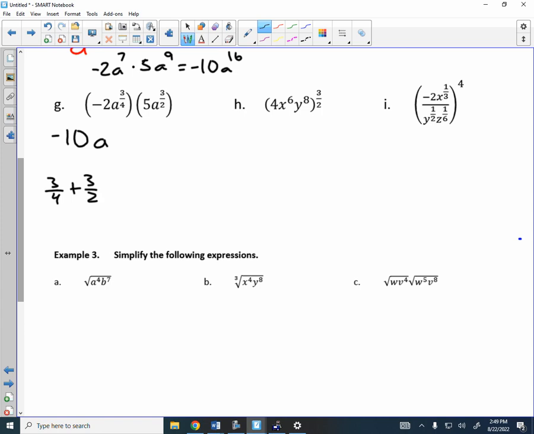How do I take 3/4 plus 3 halves? Okay, so you're going to create common denominators by multiplying top and bottom by 2. So 3/4 plus 6/4. What is 3/4 plus 6/4? 9/4. Sweet.